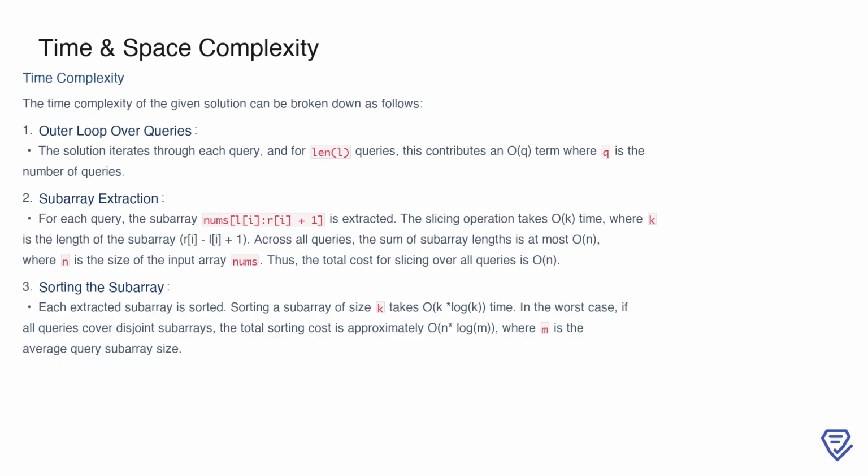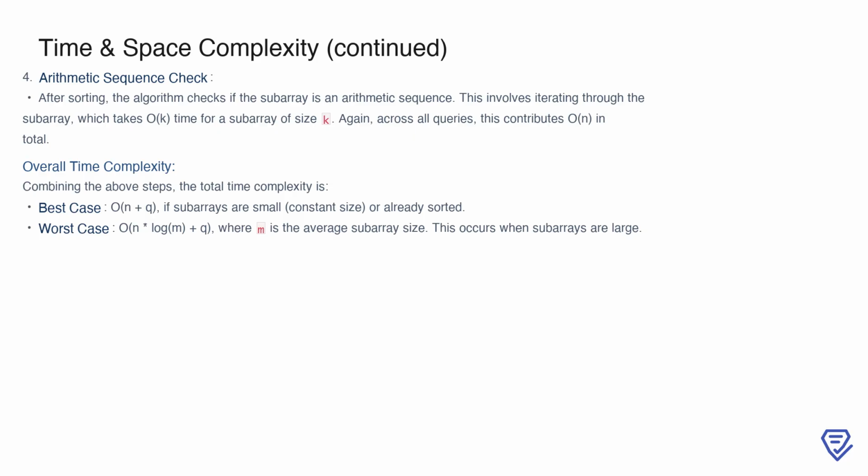Then, the algorithm sorts the extracted subarray. Sorting a single subarray of size K takes O(K log K) time. In the worst case, assuming all queries involve disjoint subarrays, the sorting step contributes O(N log M), where M represents the average size of the subarray. These steps form the foundation of our time complexity analysis. After sorting the subarray, the solution checks whether it forms an arithmetic sequence. This step involves iterating through the subarray, which takes O(K) time for a subarray of size K. Summing this cost across all queries, the arithmetic sequence check adds O(N) to the total time complexity.